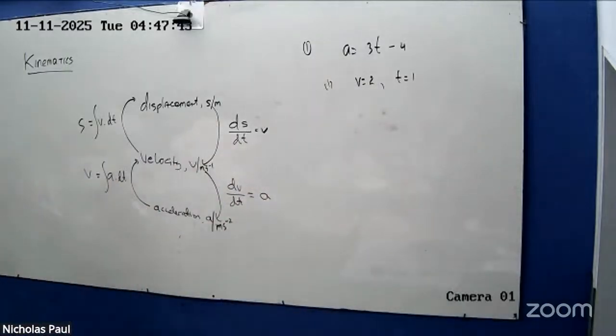So the first thing you should ask yourself is, what equation do I have? What do we have? Acceleration. How do I get velocity if I have acceleration? Integrate. Go ahead, integrate it. And then see if you can figure out what you're going to do with the v is 2, t is 1.